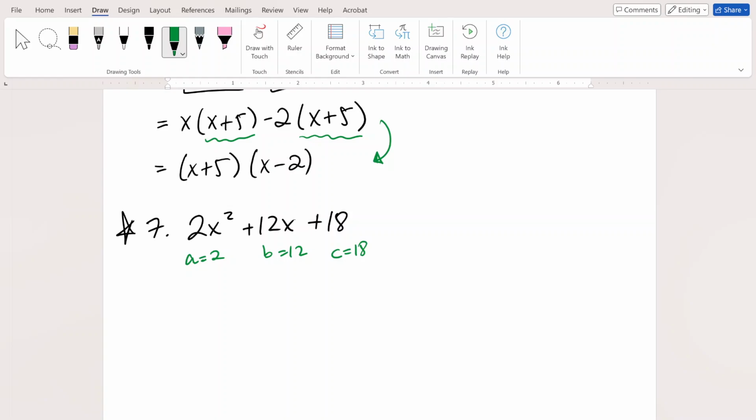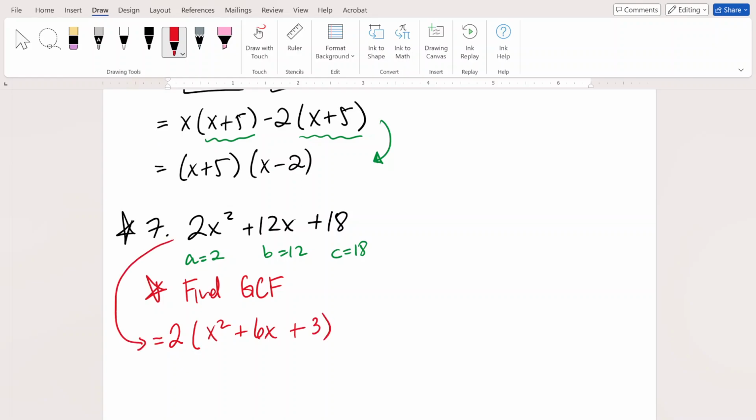But the number one thing that you should do first, I'm going to put a big star here, is pay attention to the fact that the GCF from all three terms. See if there's anything like that. Find GCF first. And if you do that, the GCF is 2. Because if you look at 2x squared, 12x and 18, they all are divisible by 2, leaving me with x squared plus 6x plus 3. So this is equal to that.